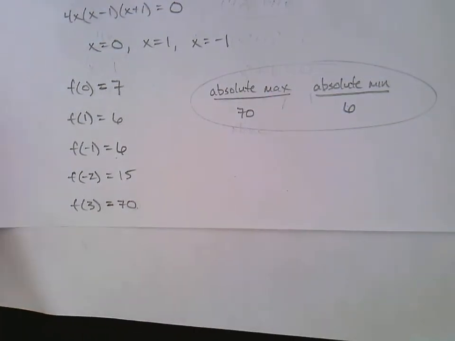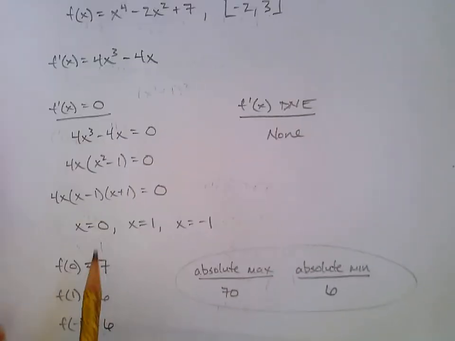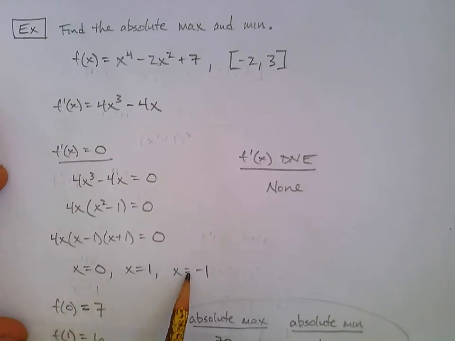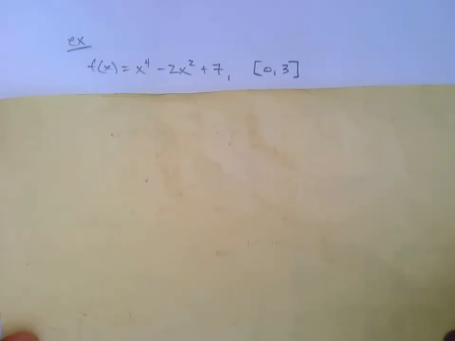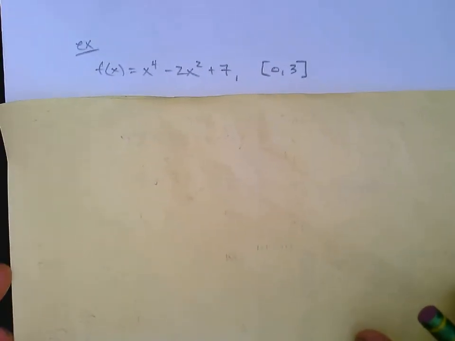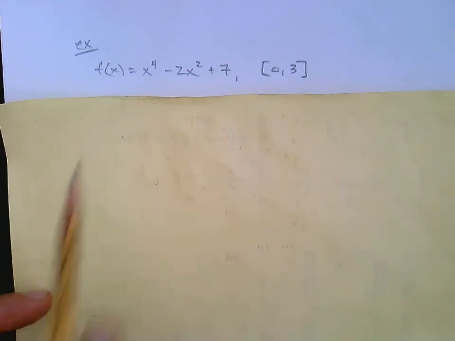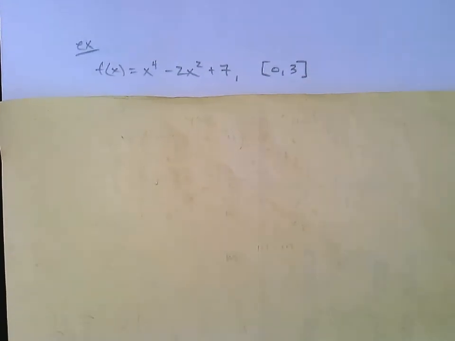Pretty cool. Okay, let's go back and look at that case. Hey, what if we were to end up with a critical number that's not in our domain? So I'm going to use the same function, but change the domain a little bit. So still f of x equals x to the 4th minus 2x squared plus 7. But now let's consider the interval to be 0 to 3. Shorten it up, tighten it up a little bit.